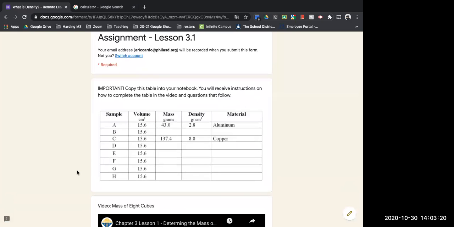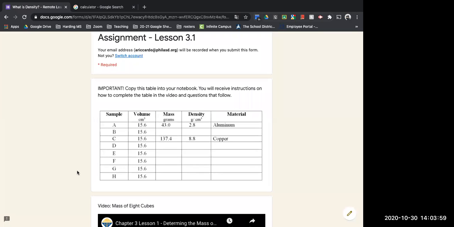In my notebook, I'm going to go real quick with it. We go A, B, C, D, E, F, G, H. All right. 15.6. Okay, so sample volume in centimeters cubed, mass in grams, density, grams per centimeter cubed, and then you're going to go material.